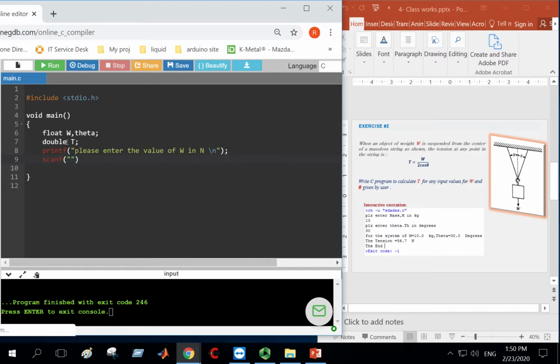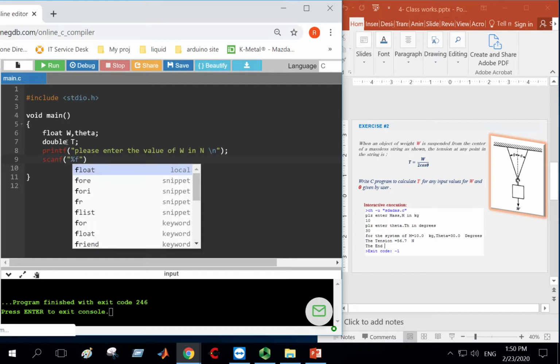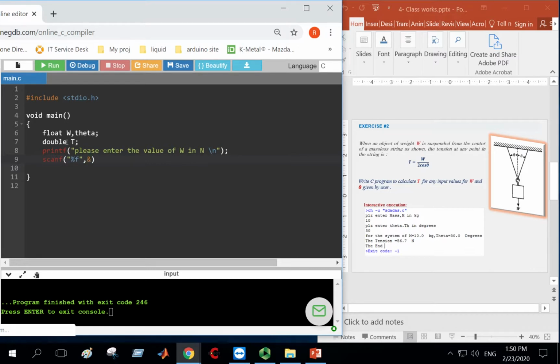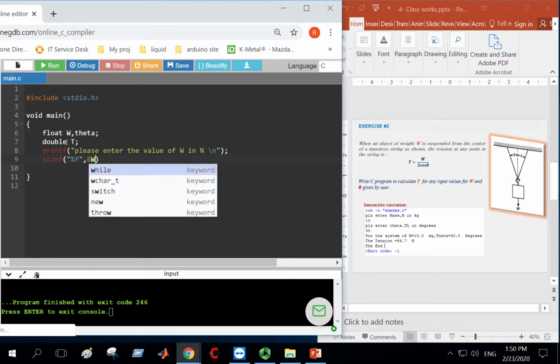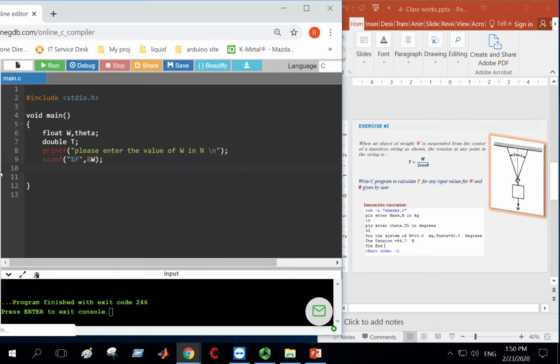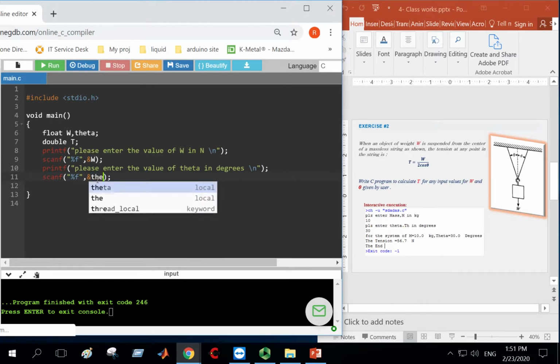the entered value, which is a float, outside the quotation, save it in the variable W, outside, semicolon. We can copy the same command, Ctrl C, Ctrl V. Please enter the value of theta, in degrees. Why degrees? Because it's easier for users to enter the angle in degrees, like 30, like 45, like 90, 180. And then scan the value as a float and give it to the variable theta, and take care, it is case sensitive.